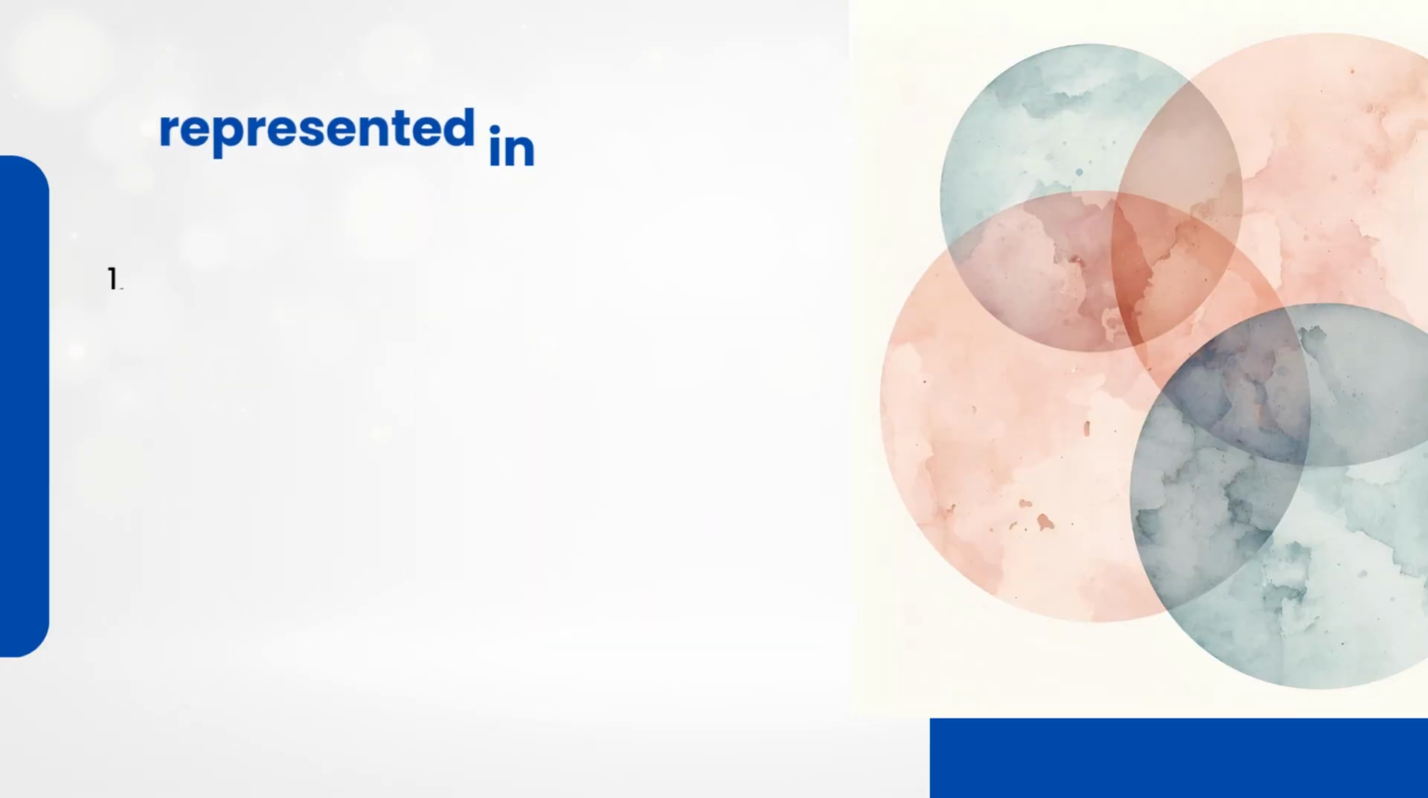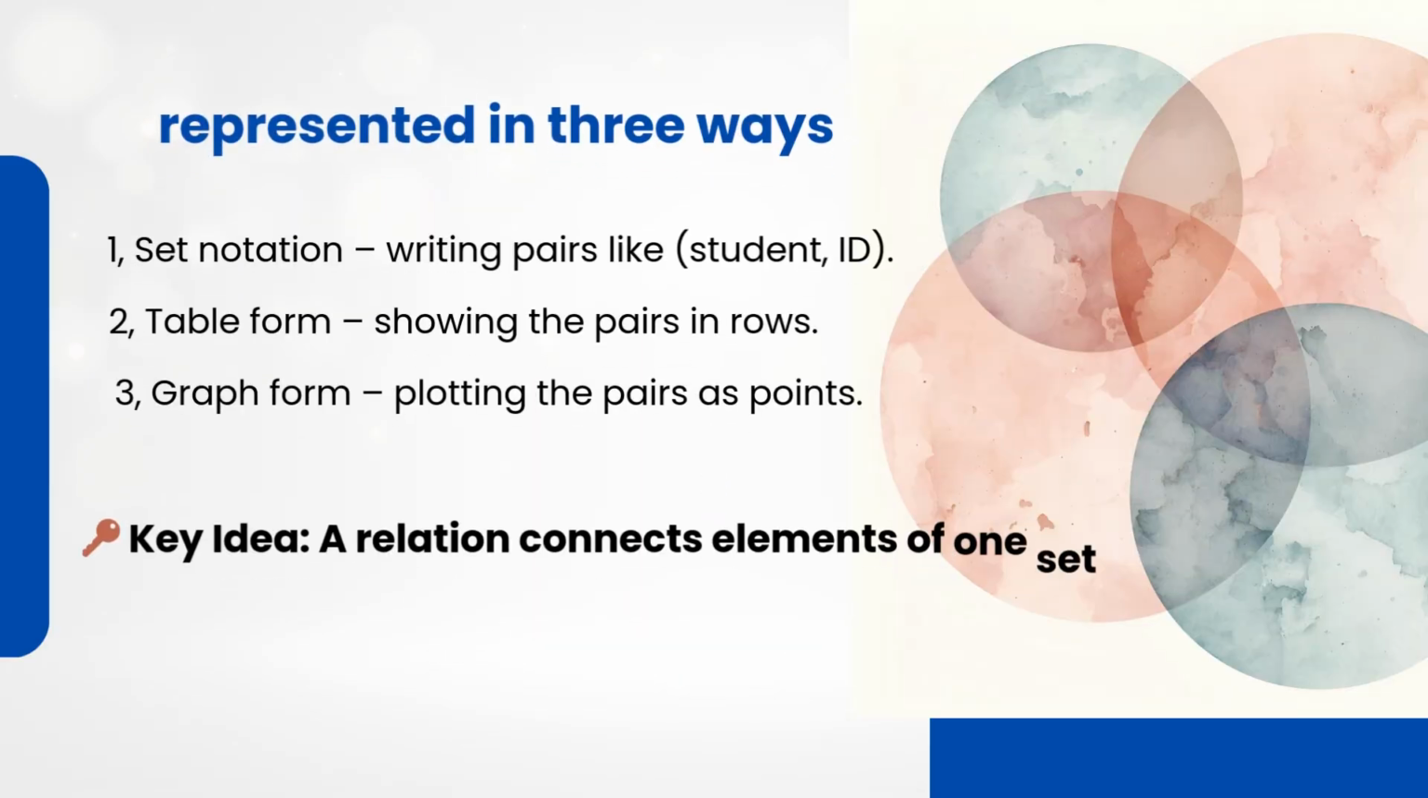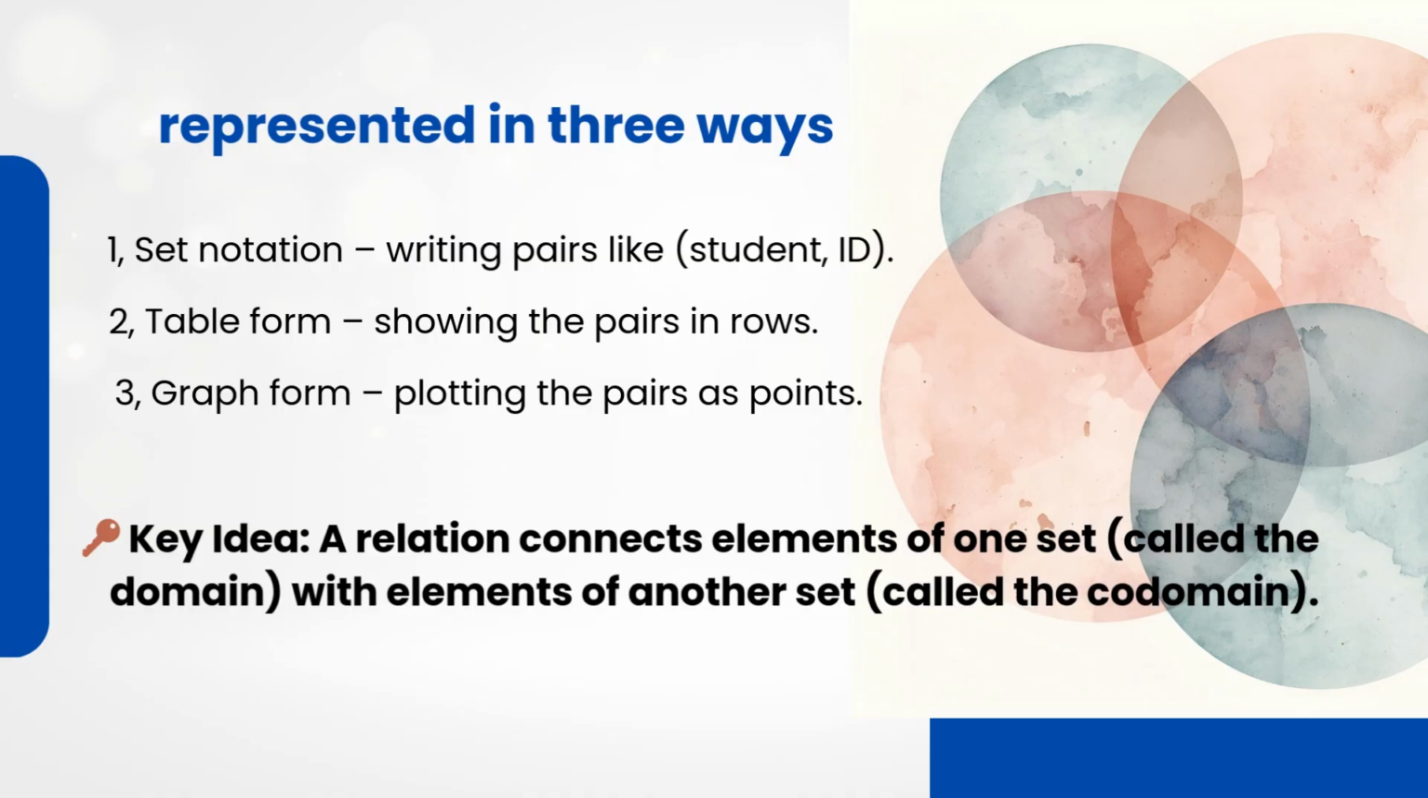Relations can be represented in three ways: set notation, writing pairs like student, ID; table form, showing the pairs in rows; graph form, plotting the pairs as points.